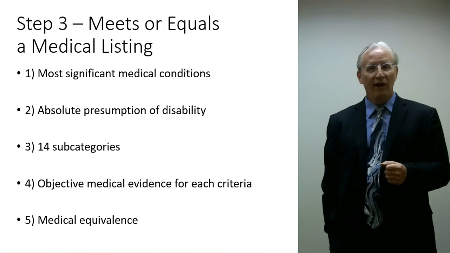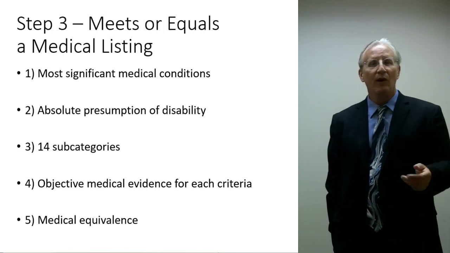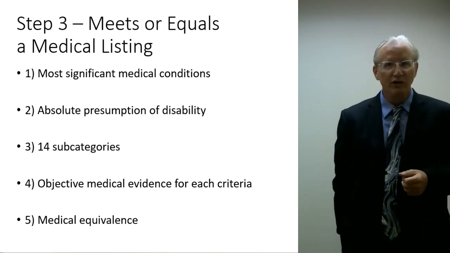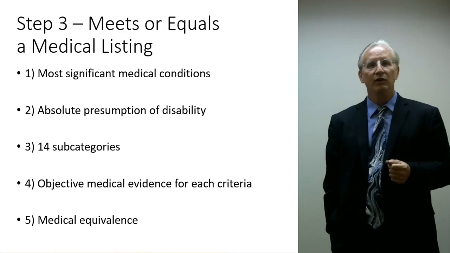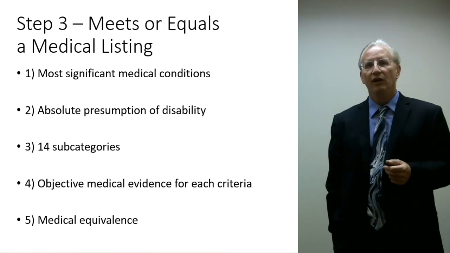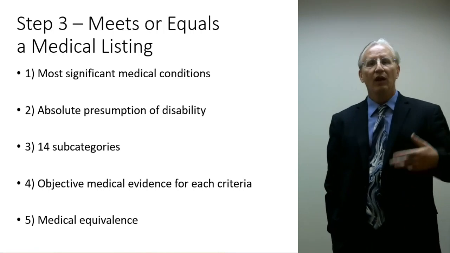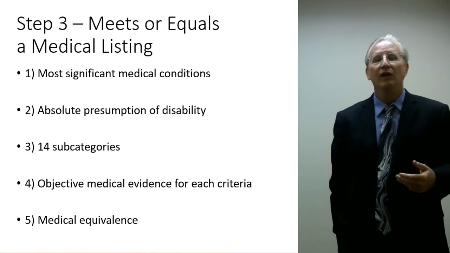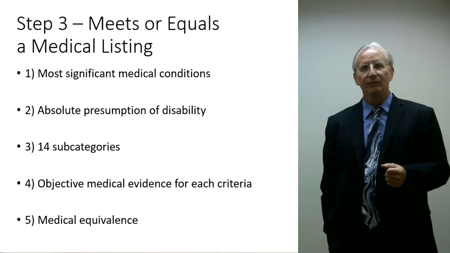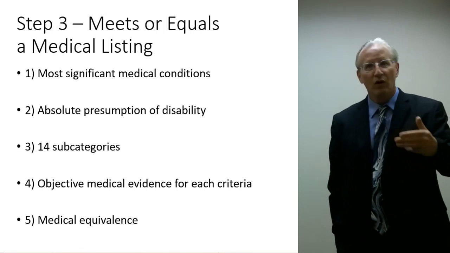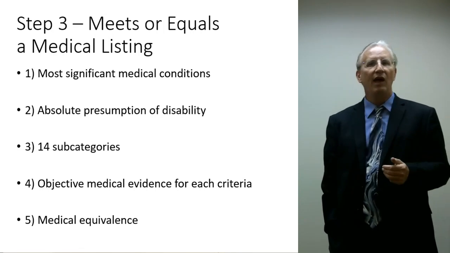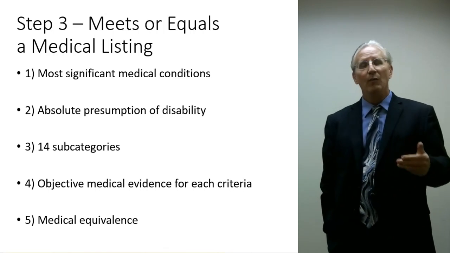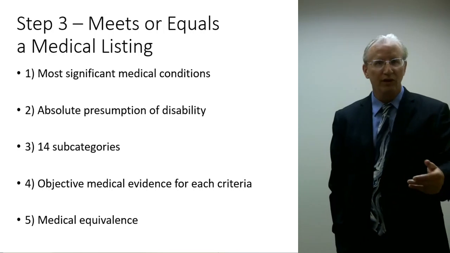Medical listing 1.04a addresses disorders of the spine like herniated discs, stenosis, and so forth, where there's nerve root compression, where there's a radicular distribution, where there's decreased range of motion, where there's motor and reflex loss, and where there's positive straight leg raising. There's a number of subcomponents there in order to meet that particular listing. But what if you meet all the medical criteria, but you don't have the positive straight leg raising? Well, you don't meet the listing, but you may actually equal the listing.